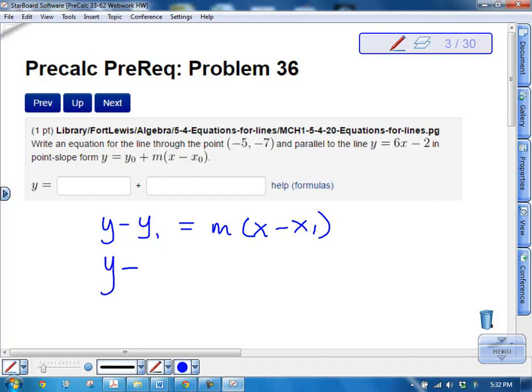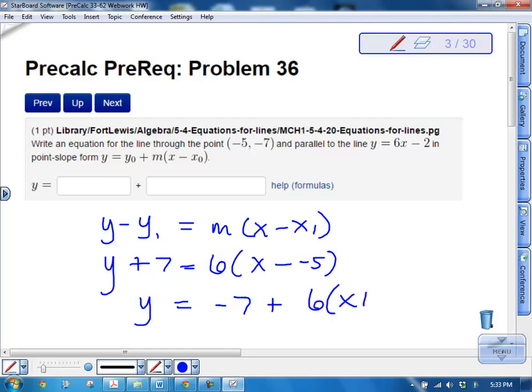I'll just use it real quick. Y minus y1 would be minus negative 7 equals the slope, which we're going to steal is 6 because it's parallel. And it's x minus x1, which is negative 5. So that'd be y plus, so I'll move the 7 over. This is going to be plus 7, but I'm going to move it over to the left, so it's negative 7 plus 6 times x plus 5. And that's my answer that they want right here in this form.